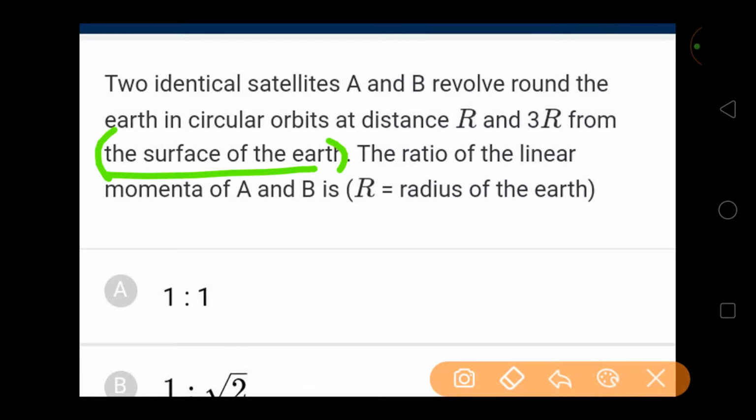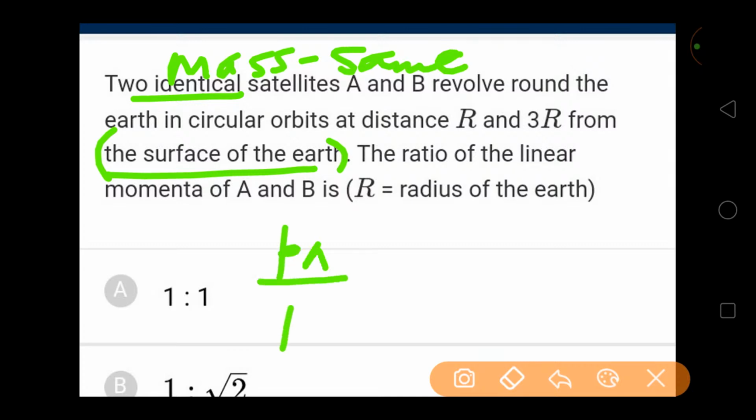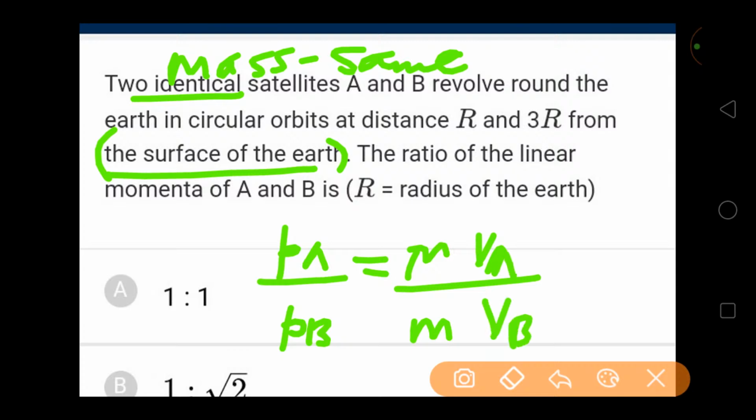Two identical means mass is same. So linear momenta, that is PA by PB. Mass is same, m. So velocity of A by velocity of B. How to identify the velocity formula?